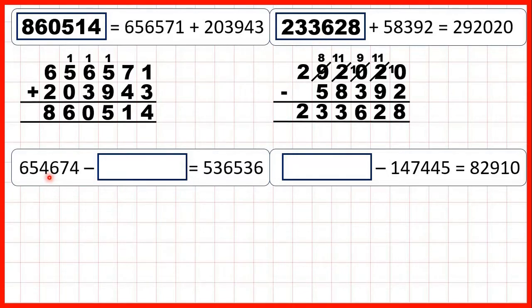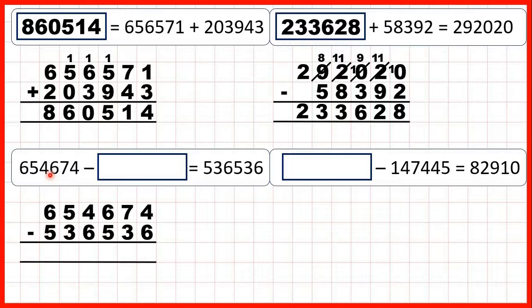Now 654,674 minus something equals 536,536. So in this question, it's the second number of our subtraction that's missing. And when the second number is missing, we still use subtraction to find our missing number. We need to work out 654,674 minus 536,536, and that will give us our missing number.